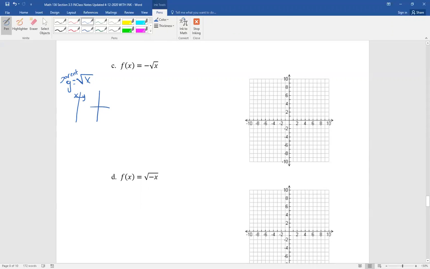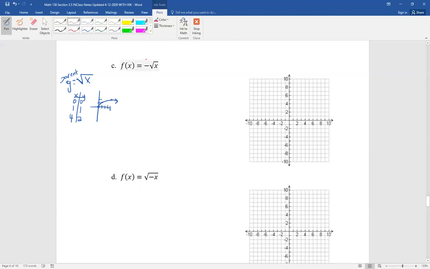With square roots, you can't plug in anything that's going to make it imaginary, so this would have to start at 0, and we're going to pick some perfect squares. So 0 square root is 0, square root of 1 is 1, square root of 4 is 2. So we're at 0, 0, 1, 1, and 4, 2. This is the parent function.